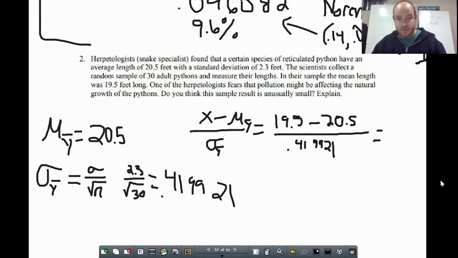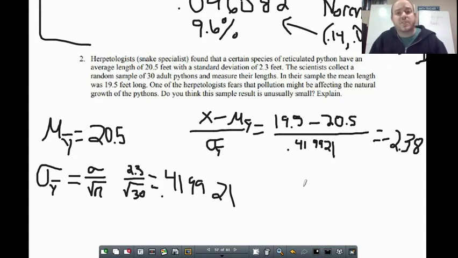So if we plug that into the calculator, what do we get? 19.5 minus the 20.5 is just the -1, all right? But we still need to divide that by the 0.419921, and that's going to give us negative 2.3814. And I'm just going to put negative 2.38 because that will prove our point up here.